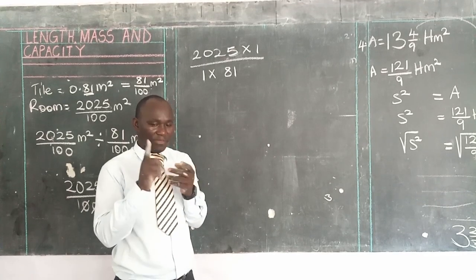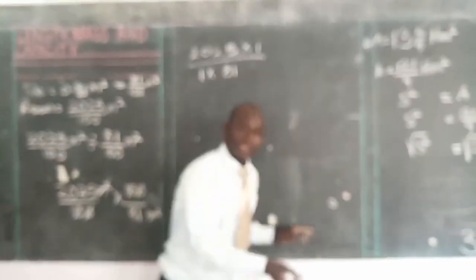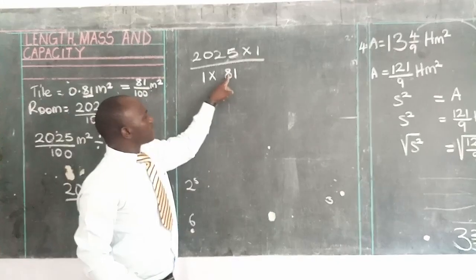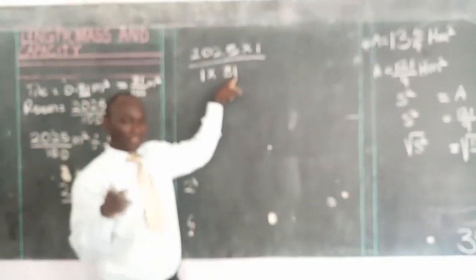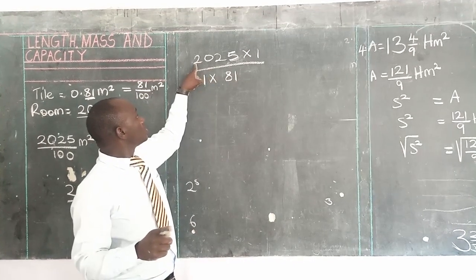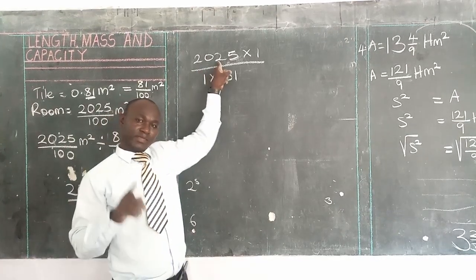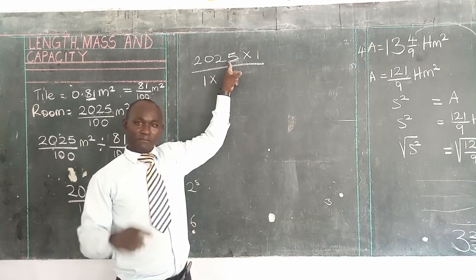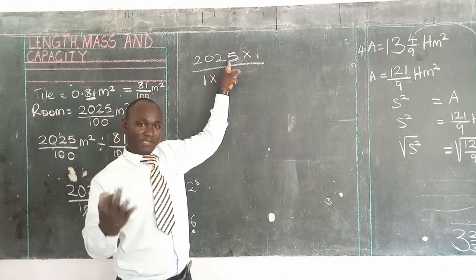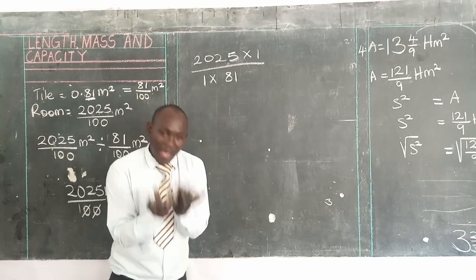A number is divisible by 3 if the sum of the digits is a multiple of 3. Let's check. 8 plus 1, that will give you 9. 9 is a multiple of 3. It's a tick for 81. And what about this? 2 plus 0, that is 2, plus 2, that is 4, plus 5, that is 9. 9 is a multiple of 3. That means both 81 and 2025 are divisible by 3.